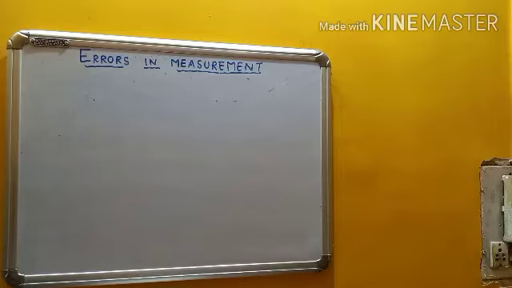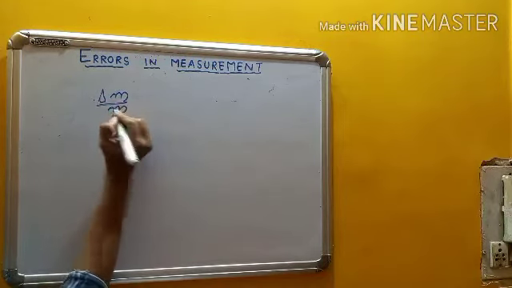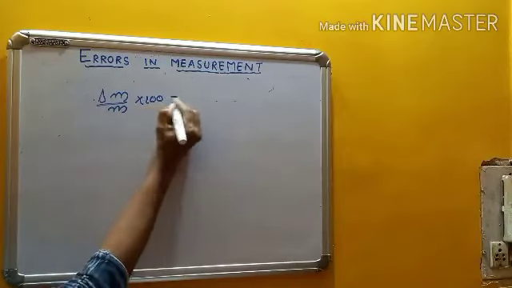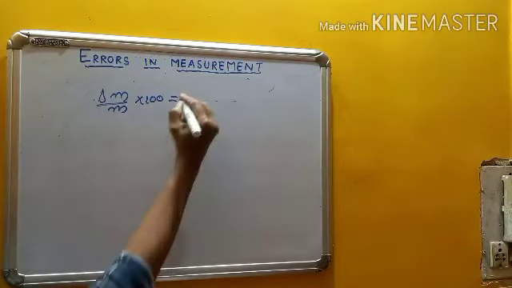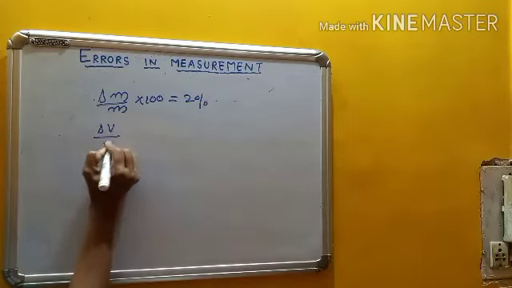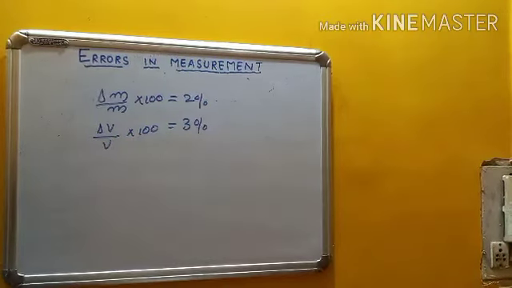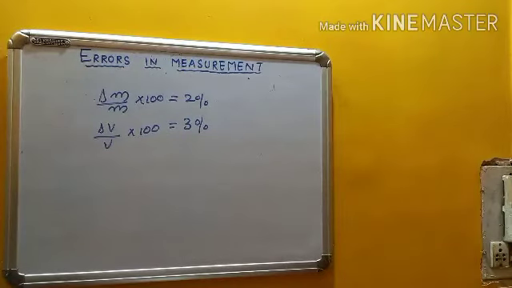Coming to the next question. As per the question, what is given? Percentage error in mass and speed is given. Percentage error in mass, that is delta M divided by M into 100, is given as 2%. And percentage error in speed is given as 3%. So delta V divided by V into 100 is equal to 3%. It is directly given.